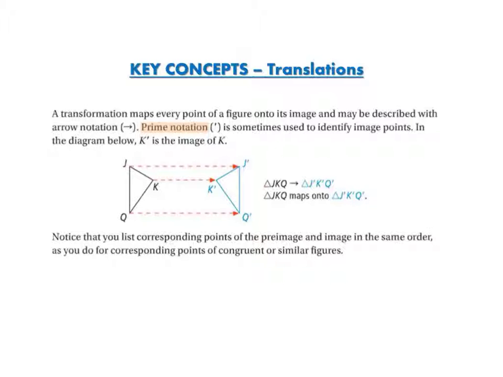So here I have this triangle JKQ, and then I have the prime after it's been, actually this has been flipped over or reflected across the line. This is J prime, K prime, Q prime. And notice that when they write this, it's JKQ, and the prime notation is also JKQ. So they're still in the same order.